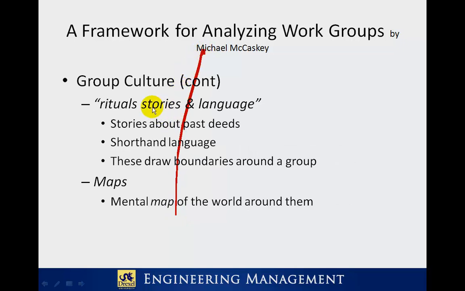So the group culture: rituals and stories and language. We talked about stories about past deeds, shorthand language. These draw boundaries around the group so that you'll understand that, and a mental map of the world around them. What's the model of how the world works and how we interact with it?